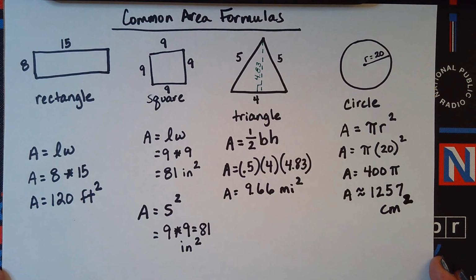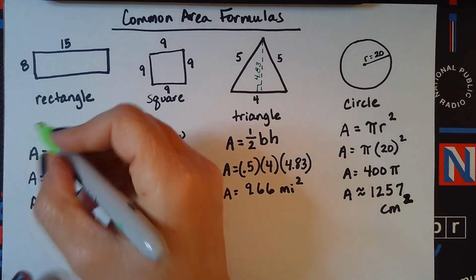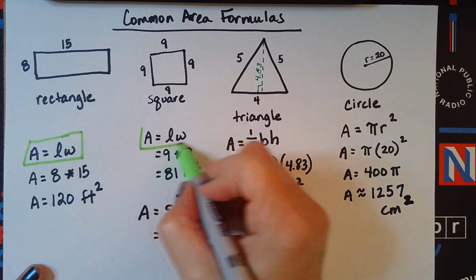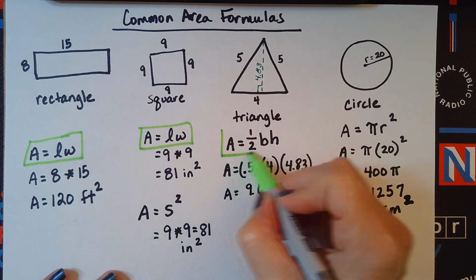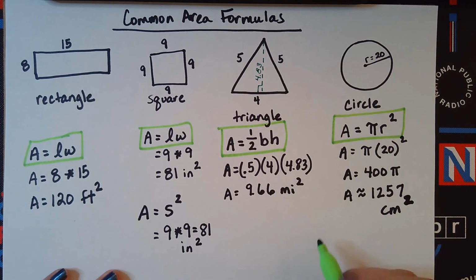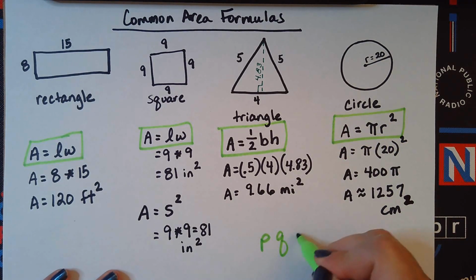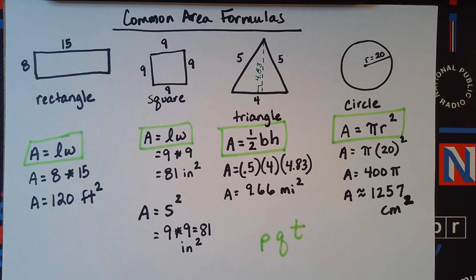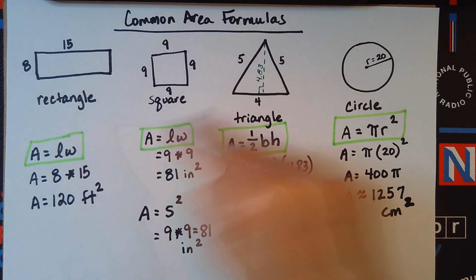Okay, so those are some common area formulas. Guess what? You need to memorize these. Right, yes. This is considered basic mathematical knowledge, which means you need to know how to do it. Just like you can tell me what this is, you can say that's a P, that's a Q, that's a T. You need to be able to tell me that those formulas go with those shapes.